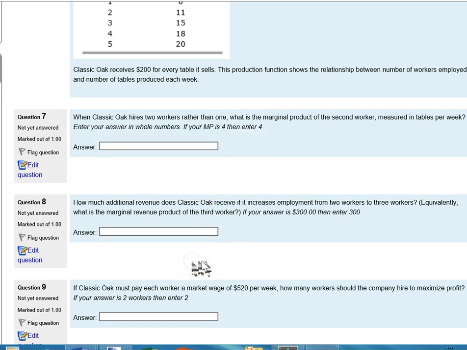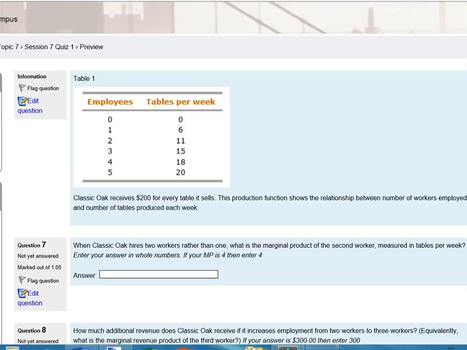So question number 8, how much additional revenue does Classic Oaks receive if it increases employment from 2 workers to 3 workers? Equivalently, what is the marginal revenue product of the third worker? So let's go back to the table. This shows the number of employees and how output changes. And here, Classic Oak receives $200 per table. So for every table that is sold, that's what they receive.